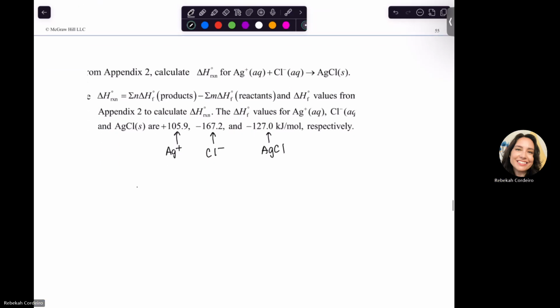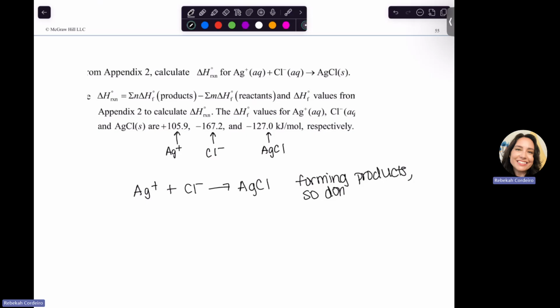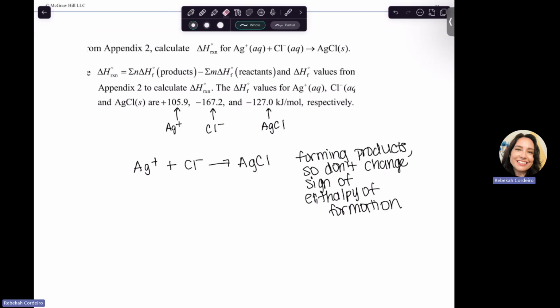So if it's a product, we are forming a product. So don't change the sign of the enthalpy of formation, because that's how much energy you get or you have to put in to form that thing. And that's exactly what we're doing in the reaction, is we're forming that thing.